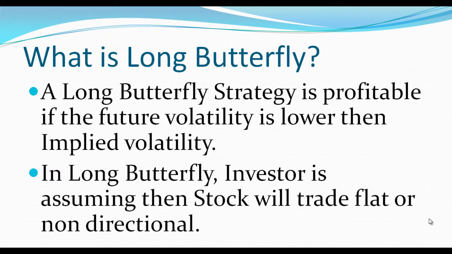So the first thing is the assumption. You should assume that the stock will stay flat or non-directional. Now this is a tricky part, because you never know if it will go straight or not. And that's where my plan comes in, because my plan tells you if the stock has a higher chance of going straight or not. And as per my experience, 95% of the time it stays non-directional. And that's the best part.